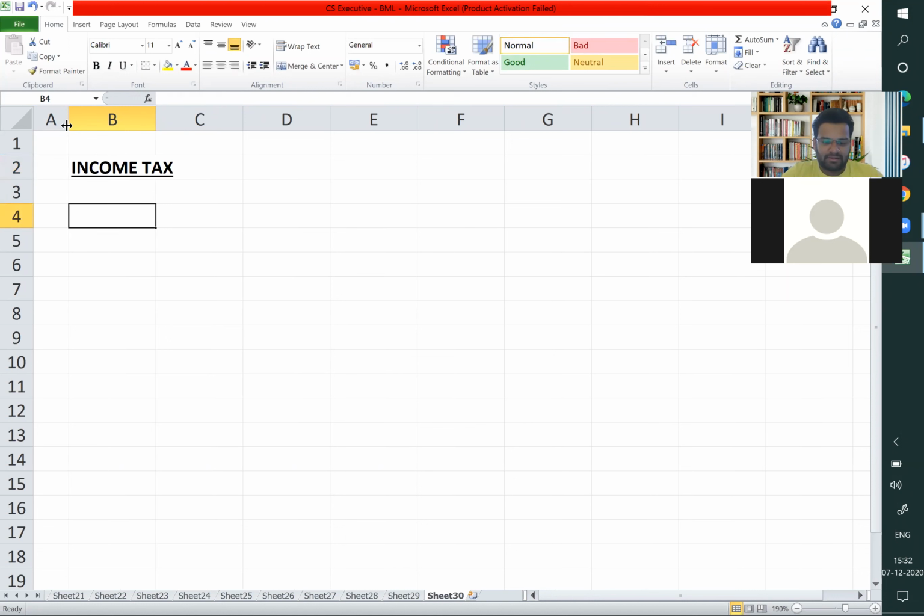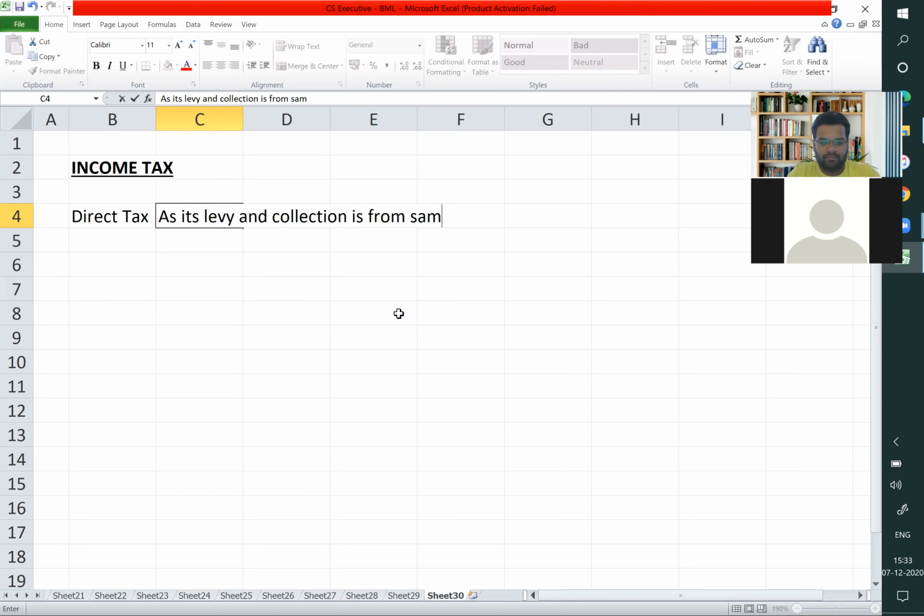As you all know, income tax is a dash tax. Which tax is it? GST and customs are indirect taxes. Income tax is, yes, a direct tax. Why is it a direct tax? It is my simple question to you. Because its levy and collection is from the same person. Correct?